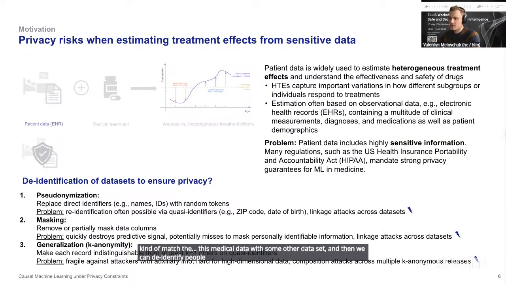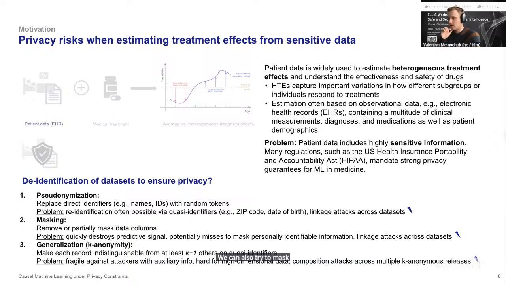We can also try to mask. For example, we just throw away those columns, for example, date of birth. However, in this way, we remove the useful information, so we wouldn't be able to have this treatment effect prediction, which also considers the age. And again, there is no formal guarantee that it wouldn't be possible to de-identify people.